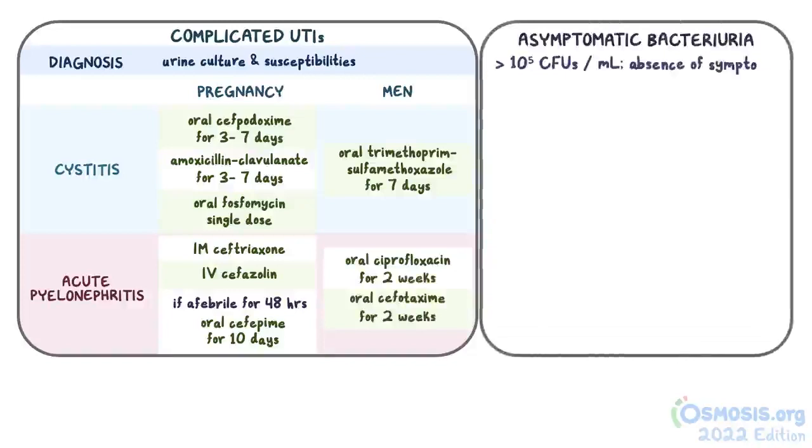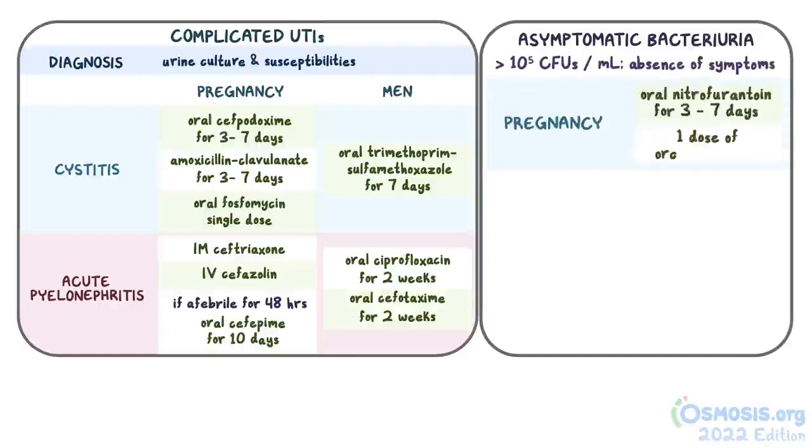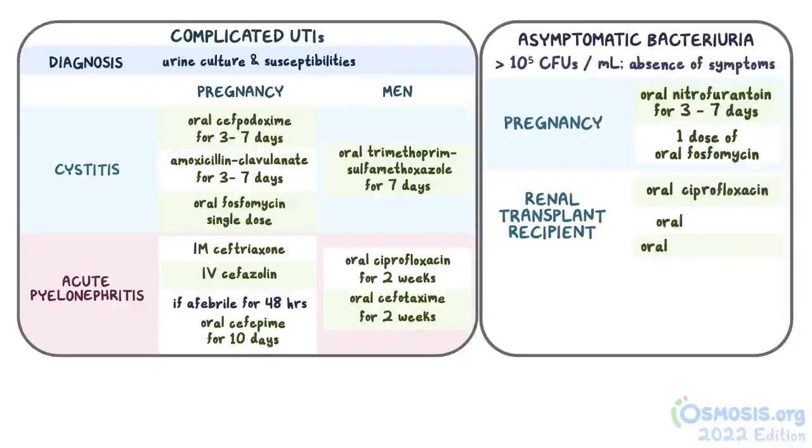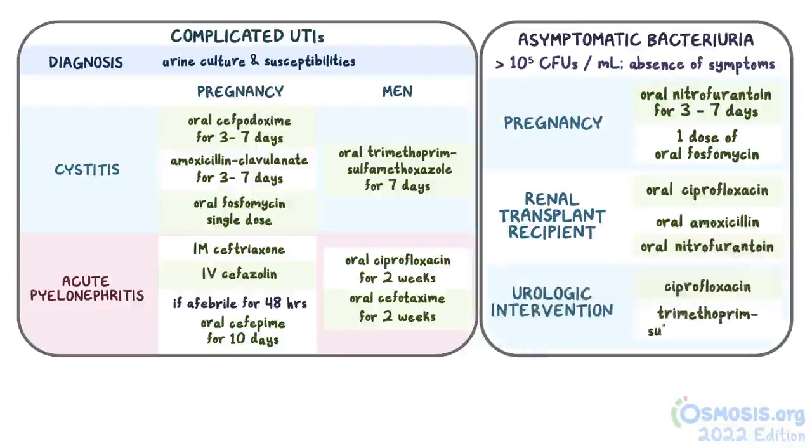Asymptomatic bacteriuria is the presence of more than 10 to the 5th power CFUs per milliliter in the absence of any symptom. It requires treatment in pregnancy, with oral nitrofurantoin for 3 to 7 days or a single dose of oral fosfomycin. Renal transplant recipients are treated with oral ciprofloxacin, amoxicillin, or nitrofurantoin, or in those about to have a urologic intervention with ciprofloxacin or trimethoprim sulfamethoxazole.